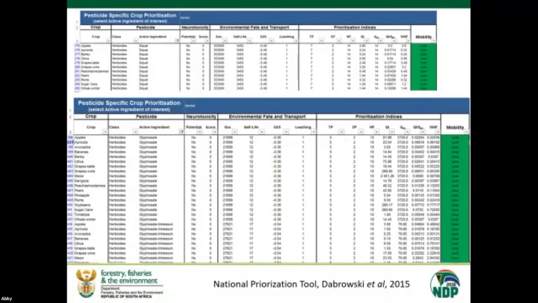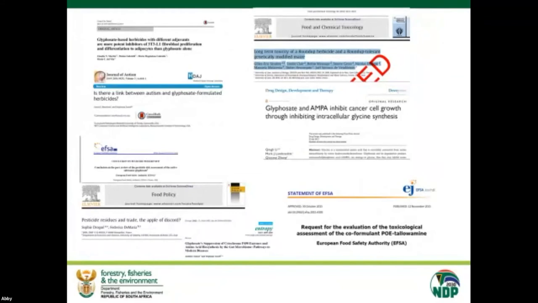This is just information shown on the available information on environmental fate and transport, as well as toxicity data that is available through the Dabrowski tool. You can see also here that you can get papers available on various research on glyphosates, the metabolites, etc.